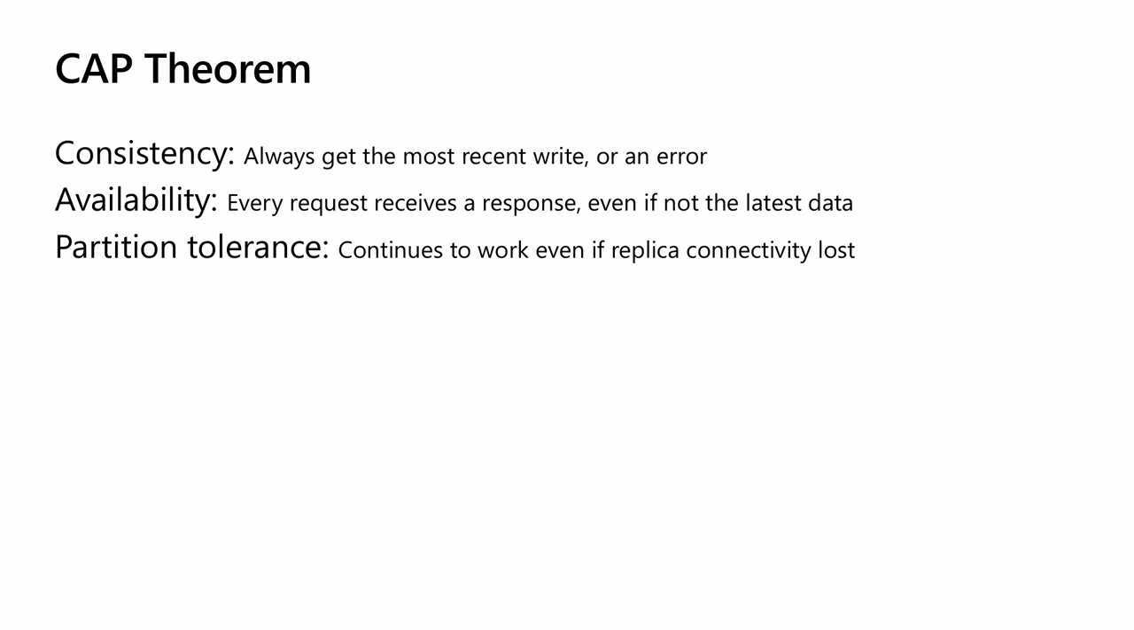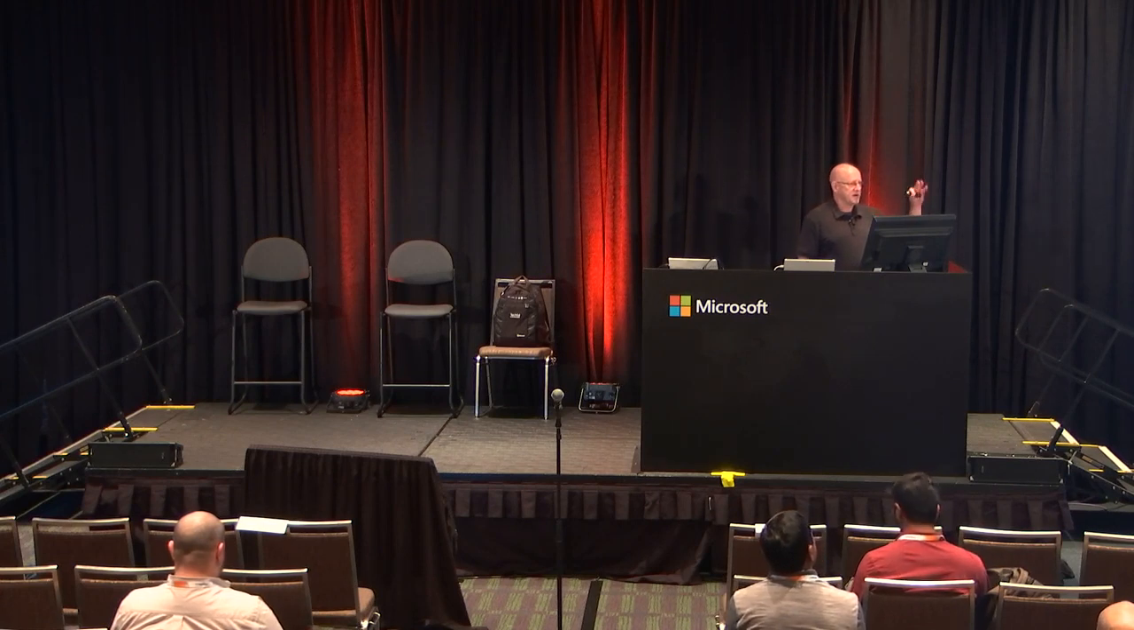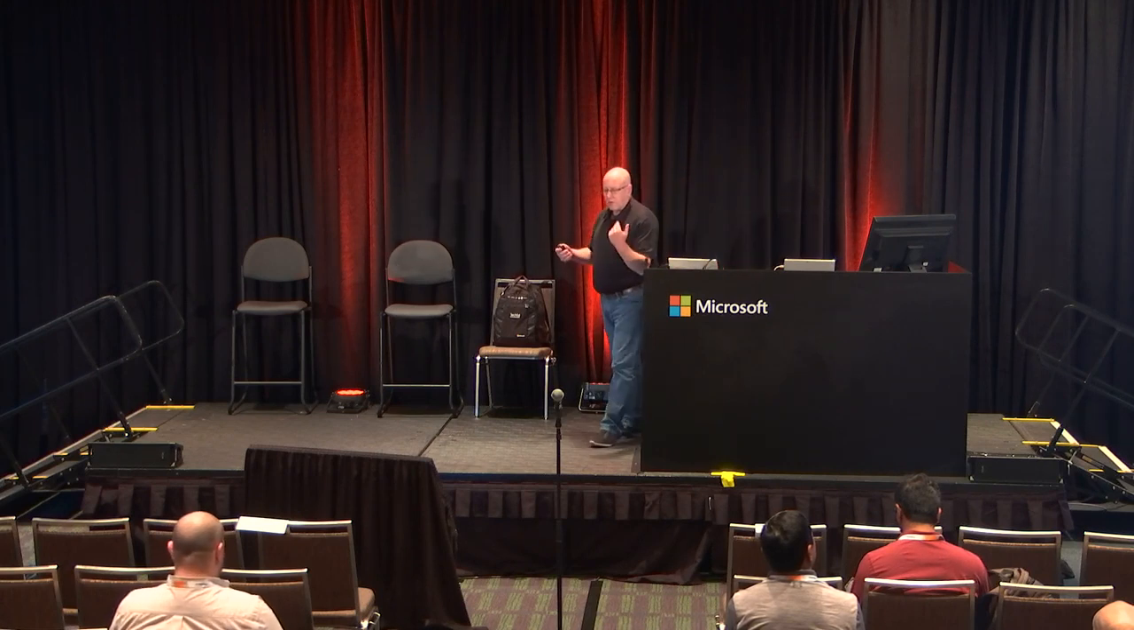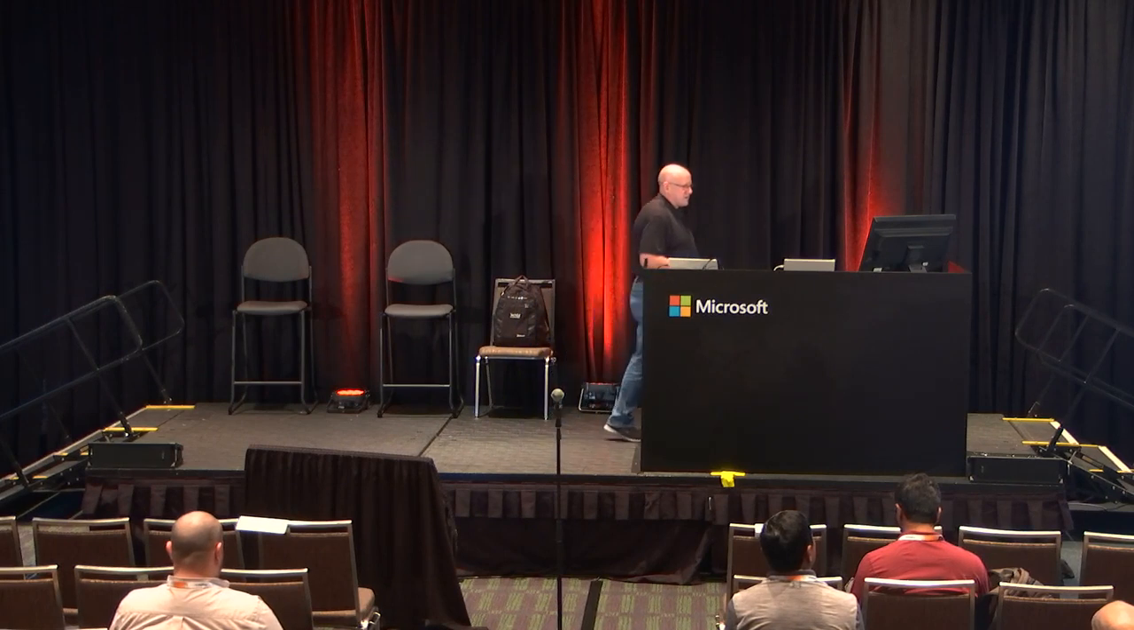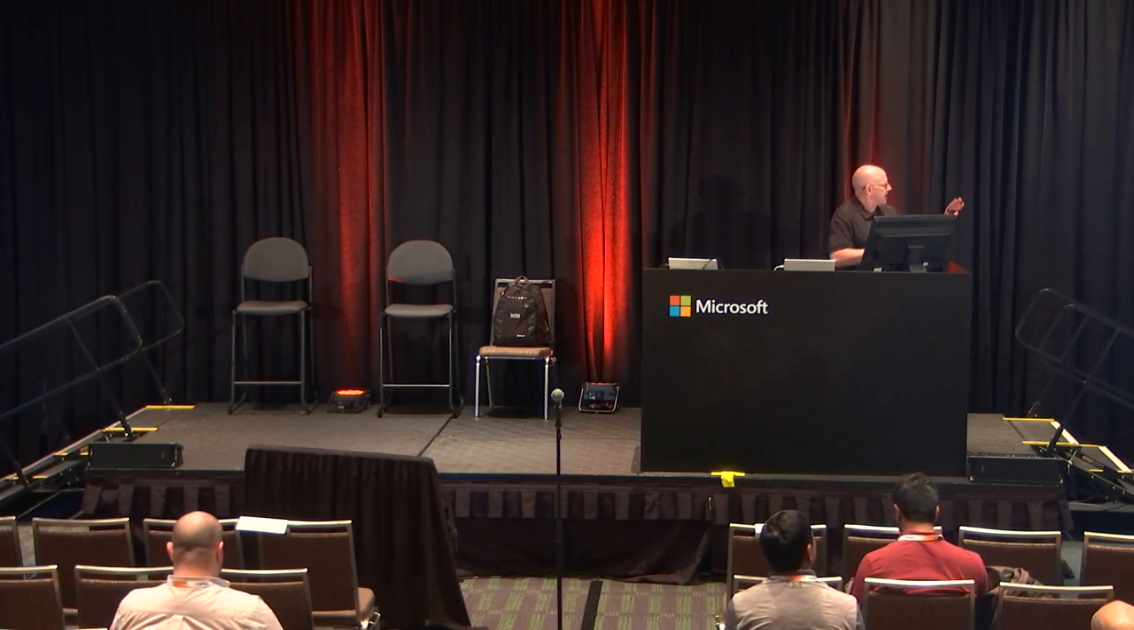In 1998, computer scientists at UC Berkeley postulated what became known as the CAP theorem. And what CAP theorem says is, in a distributed system, I can only get two out of the following three things. I can get consistency, so I will always get the most recent write, or I get an error. I get availability. So every request will receive a response, even if it's not the latest data. Or I get partition tolerance. And what that means is that the system will continue to work, even if the network connectivity is lost between them.